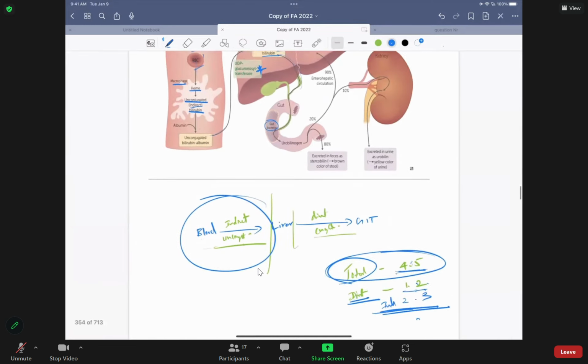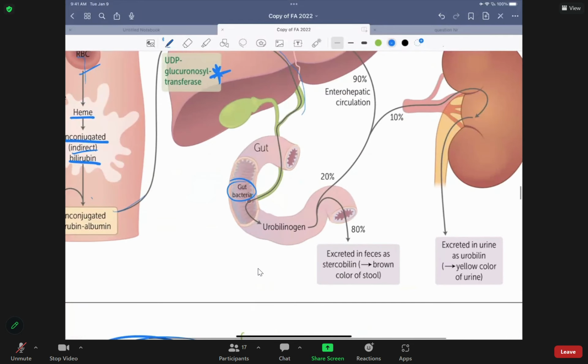Okay. Now, once the bile goes to the gut, you have gut bacteria. That gut bacteria convert the bilirubin to urobilinogen. That's very important. In newborns, they don't have gut bacteria the first couple of days. How many people have seen the fecal color of a newborn? It's very pale. It's because when they are born, they do not have gut bacteria, so they will not get urobilinogen for a week. Is that clear, folks?